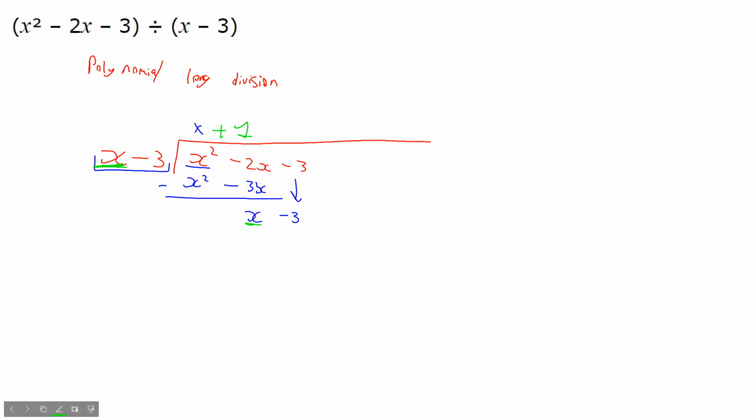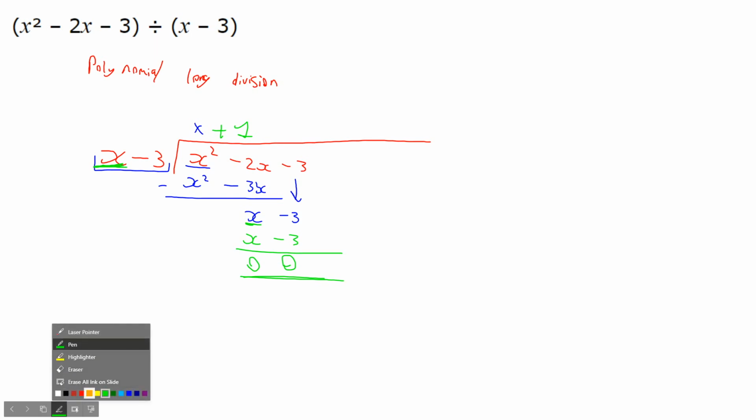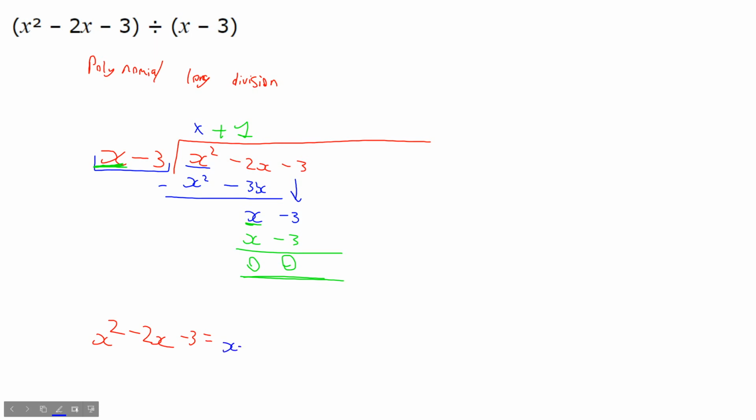So now let's multiply 1 by this. We get x minus 3. And then we subtract. So x minus x is 0. And minus 3 minus minus 3 is also 0. And when we have 0, then what we can do is we can factorize. So therefore we can say that x squared minus 2x minus 3 is equal to x minus 3 times x plus 1, okay?